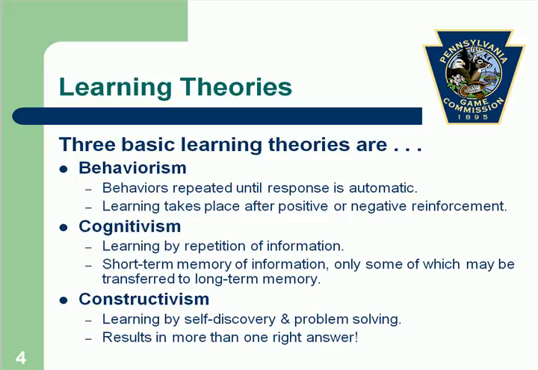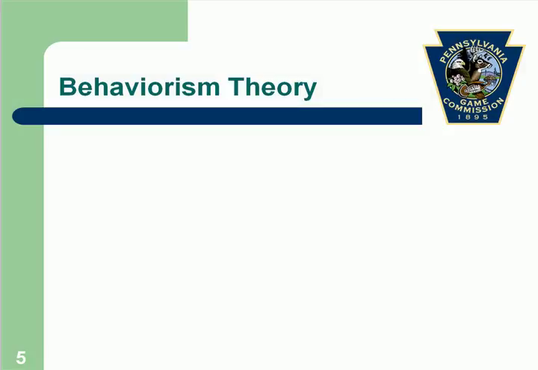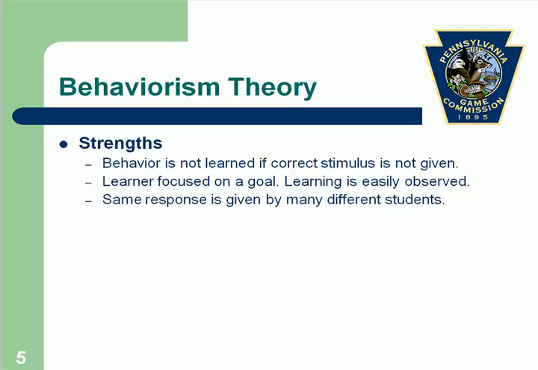As with all theories, there are some strengths and weaknesses. With behaviorism theory, the strengths include the behavior is not learned if the correct stimulus is not given. The learner is focused on a clear goal and can respond automatically to similar situations. The teacher can observe the learning that has taken place, and the same response is given by many different students.